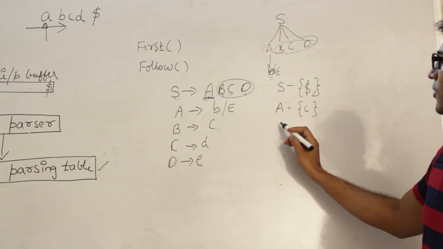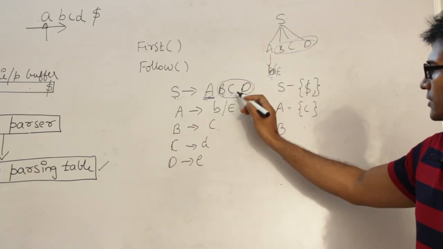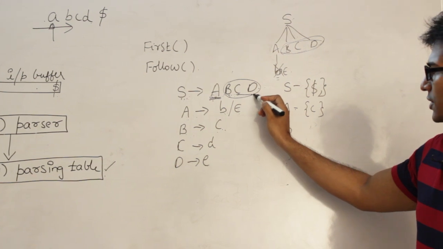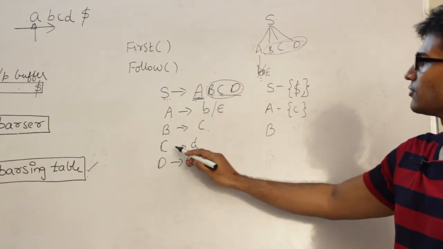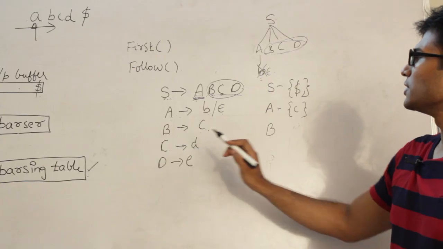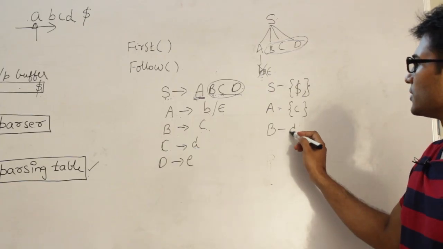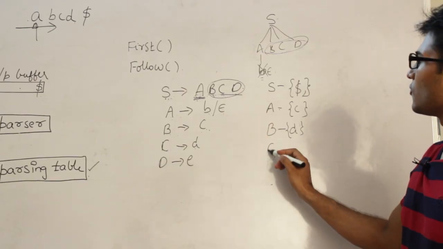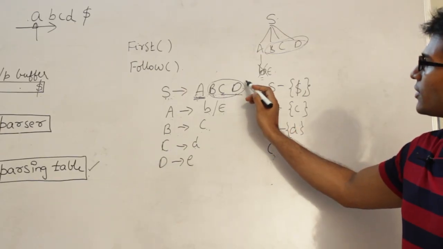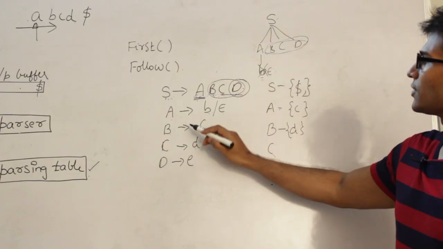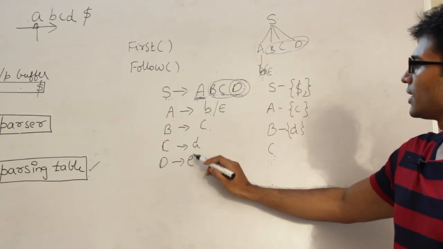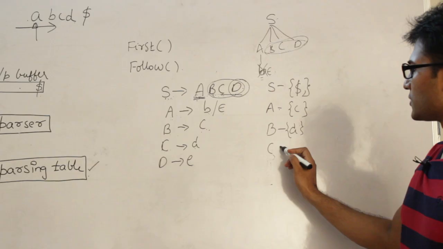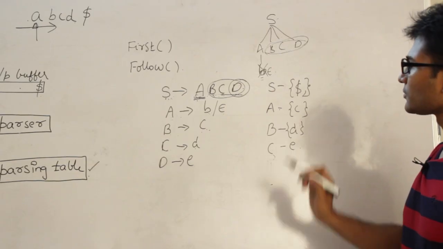What about follow of b? Follow of b is first of cd. What is first of cd? It is first of c. What is first of c? C derives d. Therefore follow of b is d. And what about follow of c? Follow of c is whatever is first of d. Now what is first of d? First of d is e itself. Therefore follow of c is e.